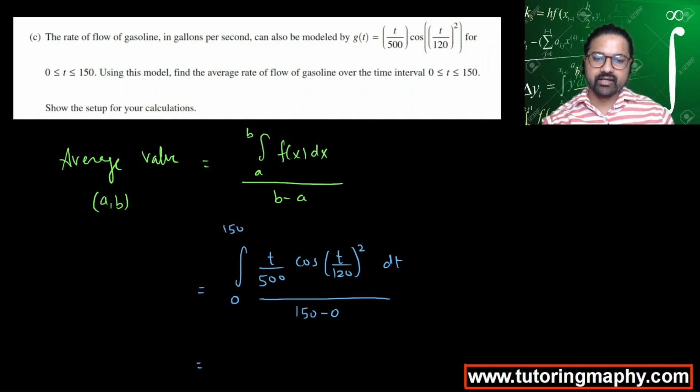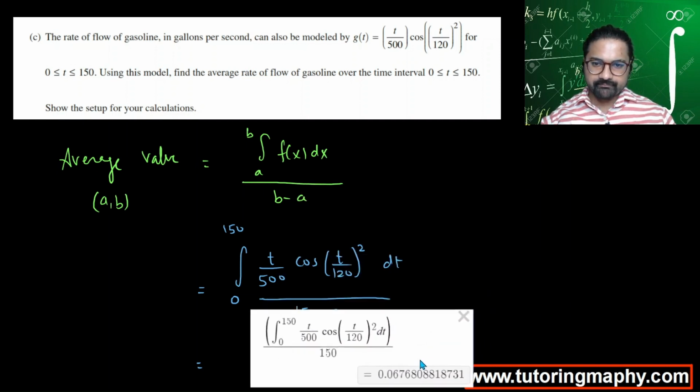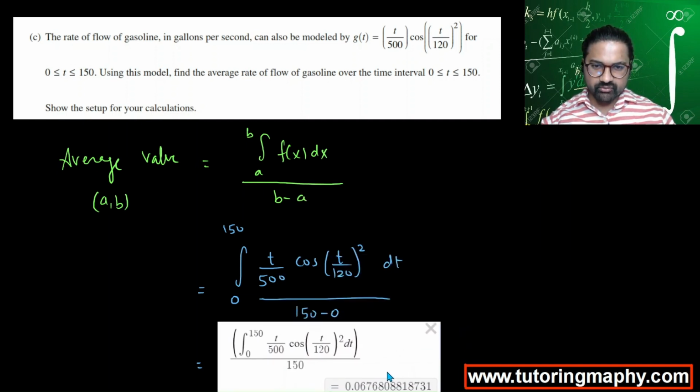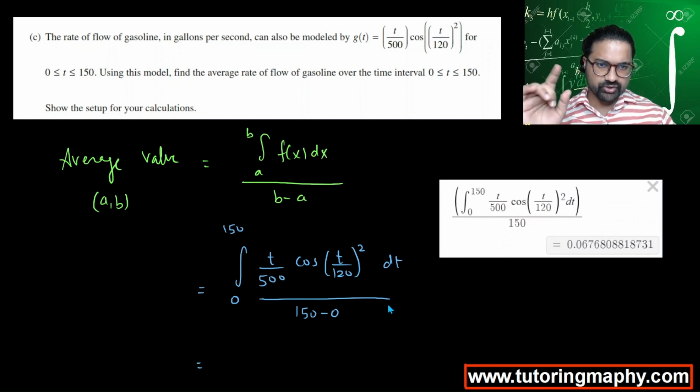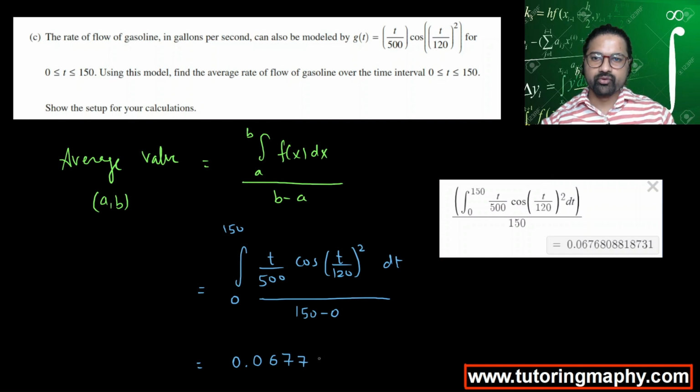So the answer which we are getting is, so I think I found the answer. Let me just pull this up. Okay, this is what I'm getting. Just want to make sure that I've not messed up anywhere. Integral from 0 to 150 of t over 500 cos squared of t over 120 dt, divided by 150. So I think everything is in place. So I'm getting 0.0677 up to 4 decimal places.